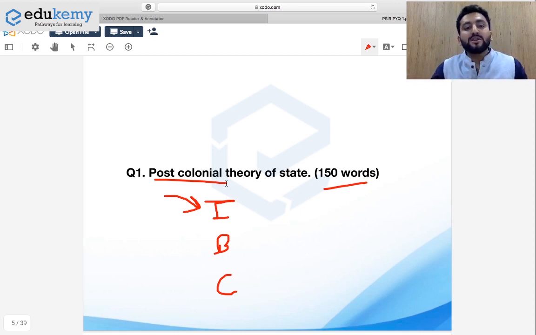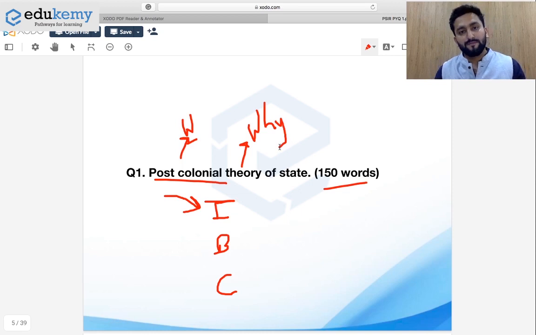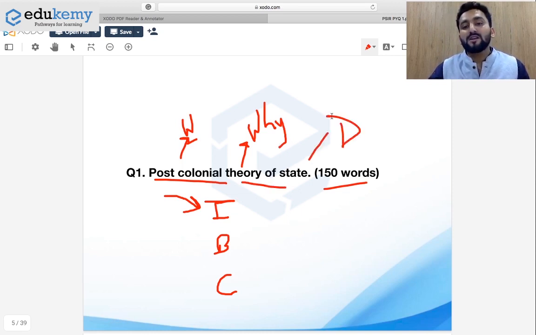So in the introduction, you should talk about, in brief, what post-colonial states are, why this theory, what is the purpose of this theory, and what are the different perspectives related to this theory. What are post-colonial states? Why this theory? This theory was conceptualized to analyze the nature of the post-colonial state. And you have already explained in the previous line what a post-colonial state is.